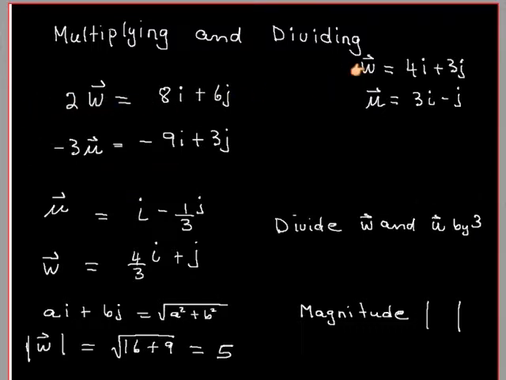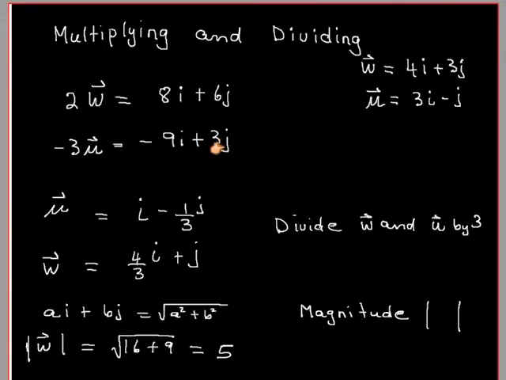So if this is vector w, 4i plus 3j, and if this is vector u, 3i minus j, twice vector w would simply be 8i plus 6j. You multiply the numerical values. Or negative 3 times vector u will give you negative 9i plus 3j.